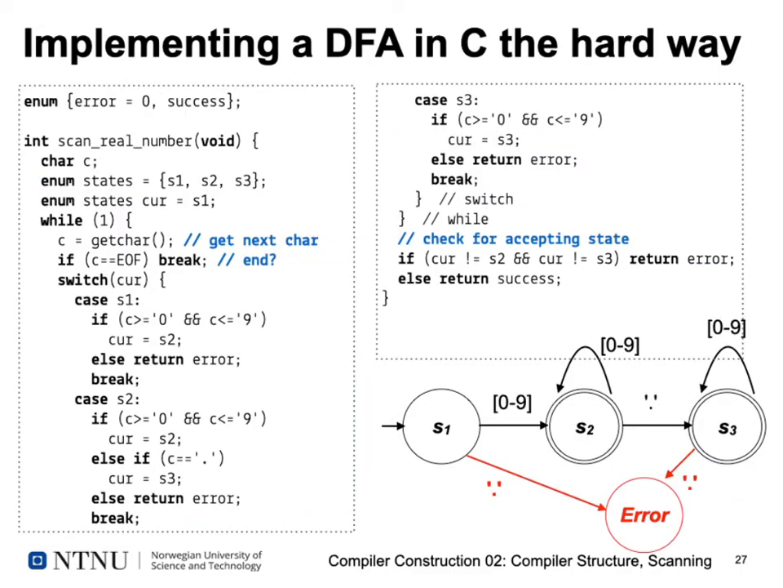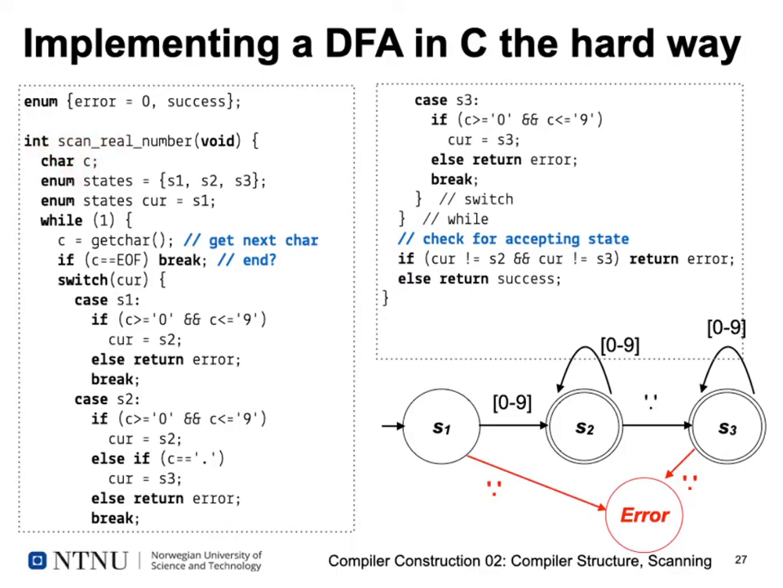Now, how do we implement such a DFA? A DFA is just a number of decisions you can take. So we can write it as a piece of C code, and you can do it the hard way. So we have a function scanRealNumber here, and this scanRealNumber function can return an error or can return success. And scanRealNumber now starts.